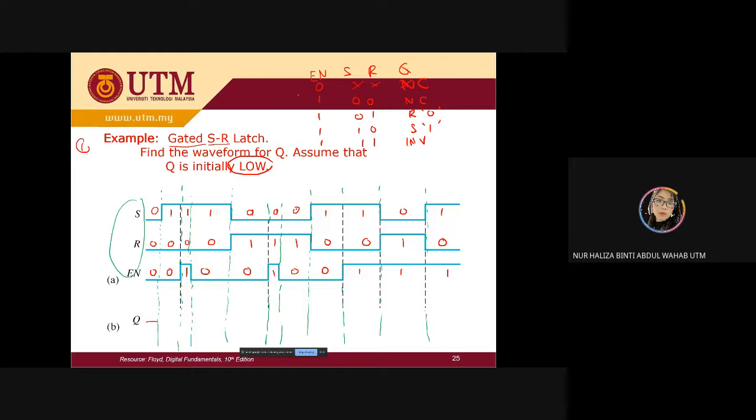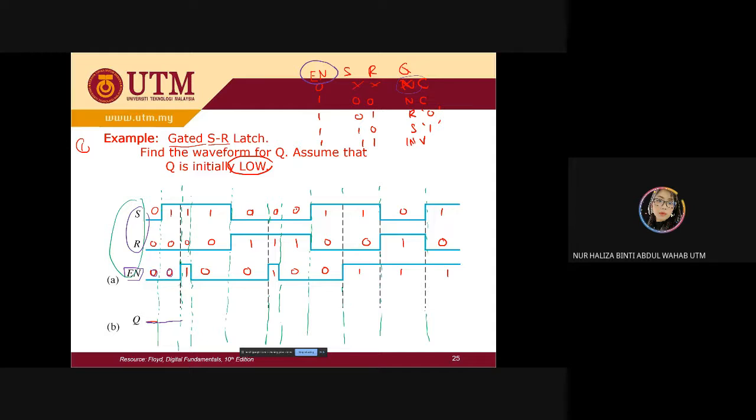First thing I need to consider is my EN. I need to check whether my EN is 0 or 1. Here it is initially 0, so I check the first thing. Of course, nothing happens because there is no change at the beginning. EN is 0, no change. And then I have another one. EN is 0, no change. So I'm not going to consider anything at my SR input, although it has changes in value, because my EN is 0, nothing happens.